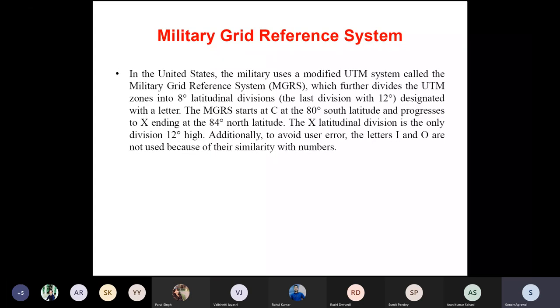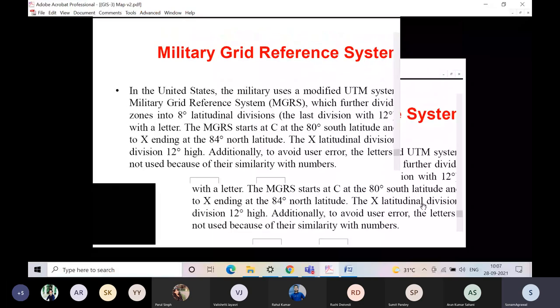The MGRS starts at C at 80 degrees south latitude and progresses to X, ending at 84 degree north latitude. The X latitudinal division is the only division 12 degree high. Additionally, to avoid user error, the letters I and O are not used because of their similarity with numbers. So this is all about the projection. We will see the example of UTM on NYC data and then move to our next topic. First there is a break of 10 minutes, and after that I will continue the lecture.